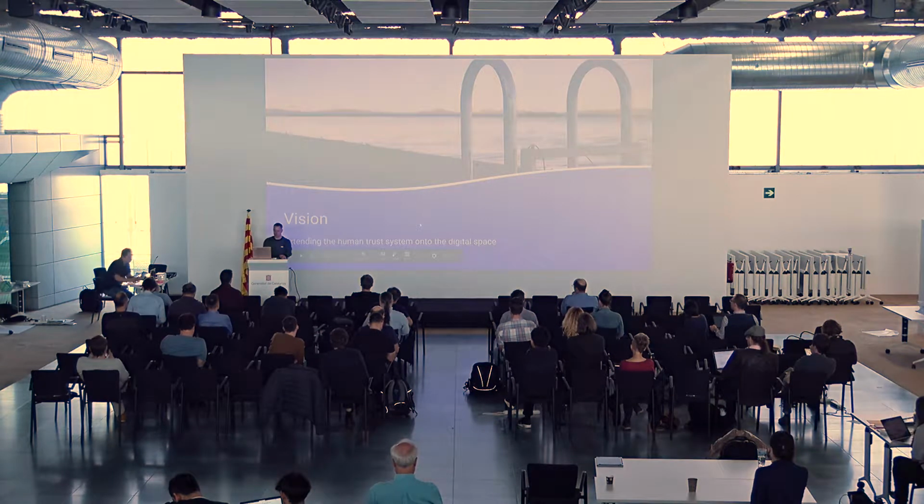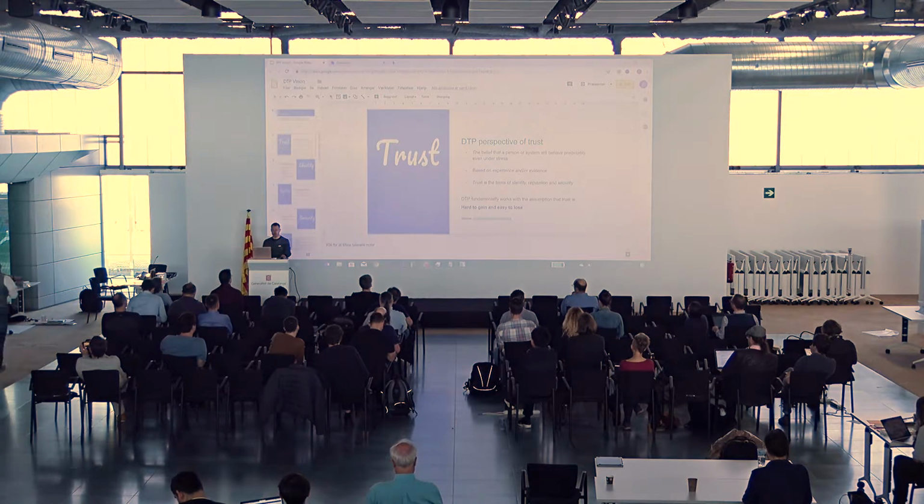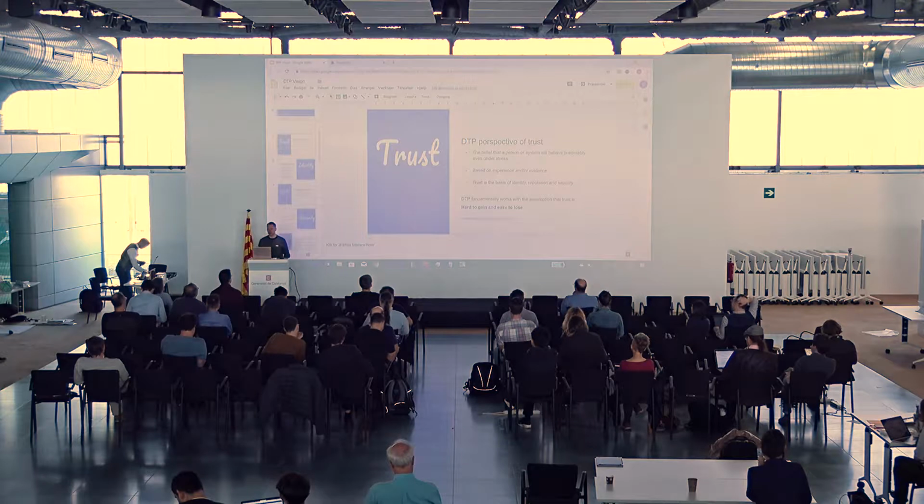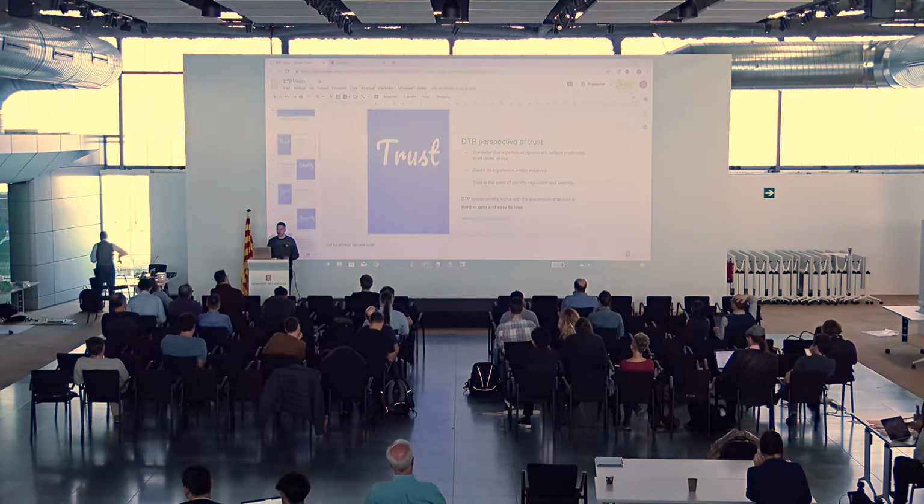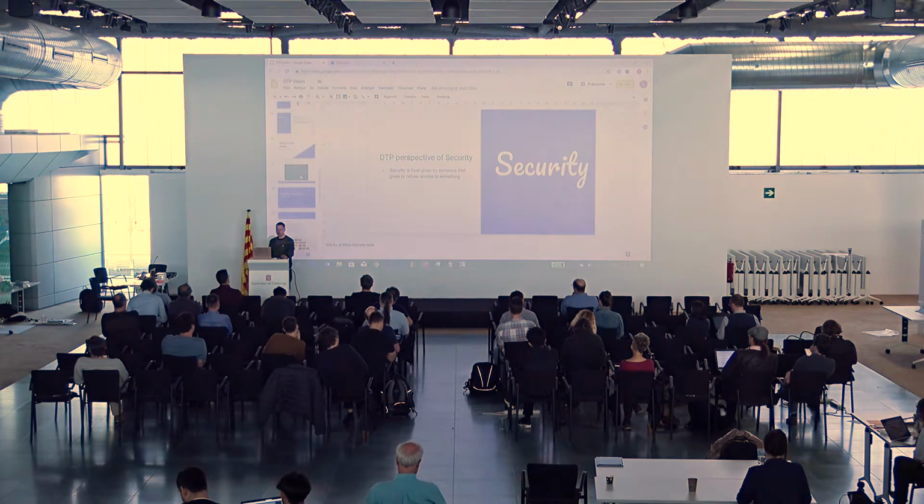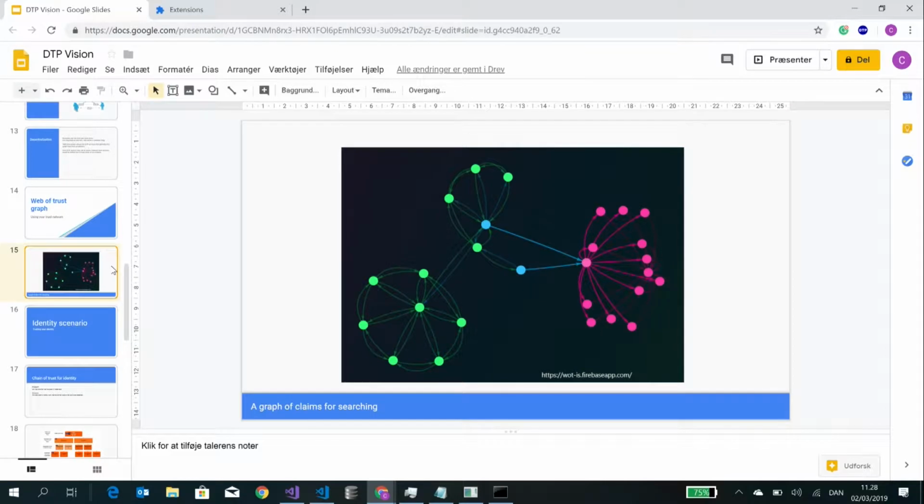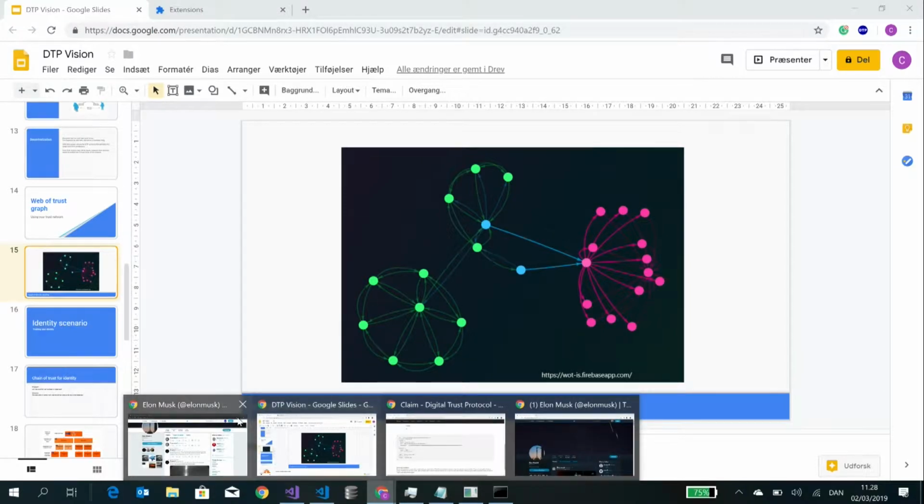This was a longer slide, so I'm just going to skip some. DTP's perspective of trust is the belief that a person or system will behave predictably, even under stress. I believe that trust is the basis of identity and reputation and security. With a decentralized trust system, you can start building up your own web of trust. I would like to demonstrate that on a Twitter client that I have implemented.